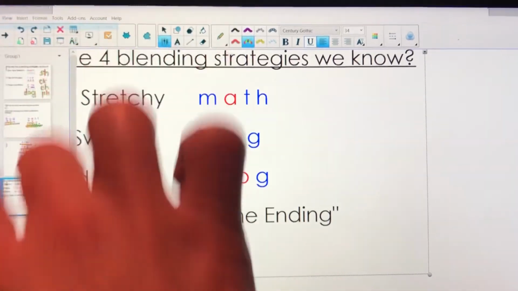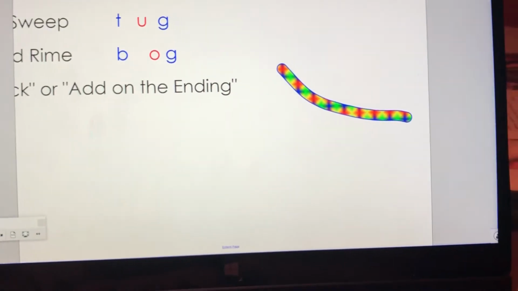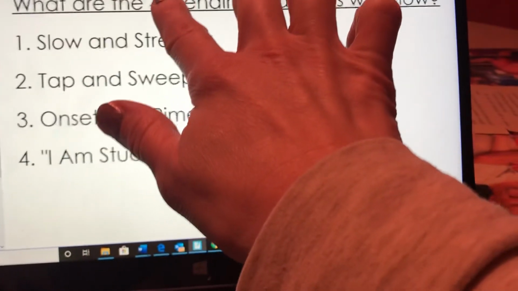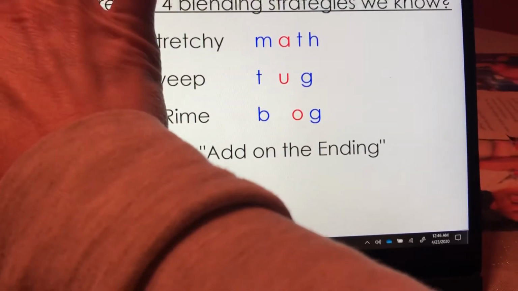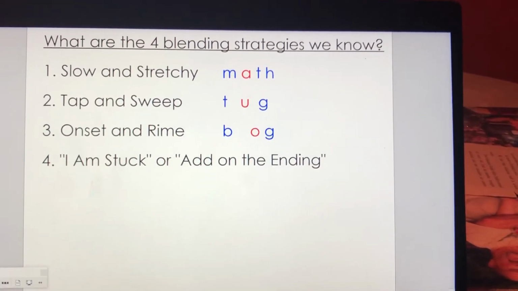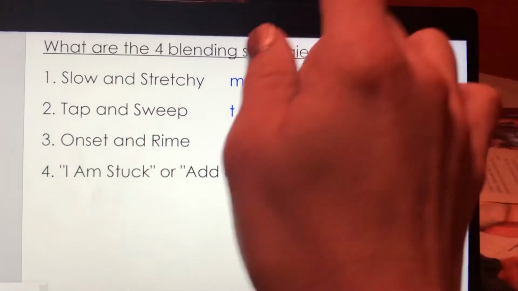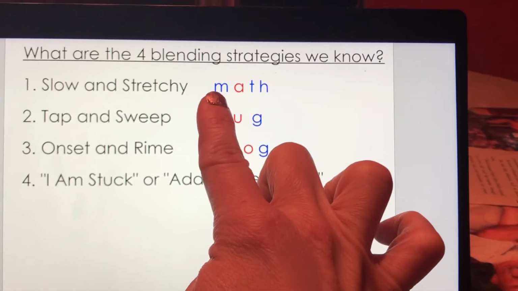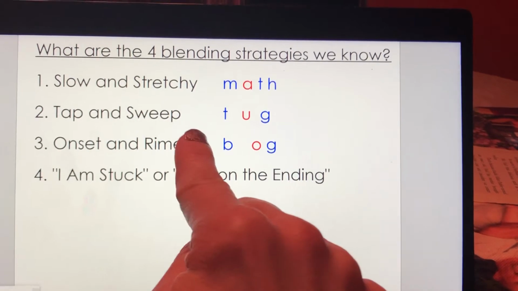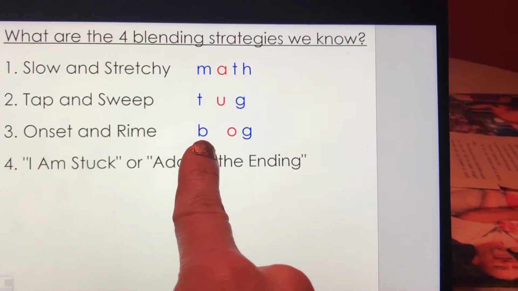You now know all 4 blending strategies that we can use to solve words. Okay. Sorry about that. So now, if I ask you what are the 4 blending strategies we know, you can tell me all of them. There's slow and stretchy, math. There's tap and sweep, tug. There's the onset and the rhyme.